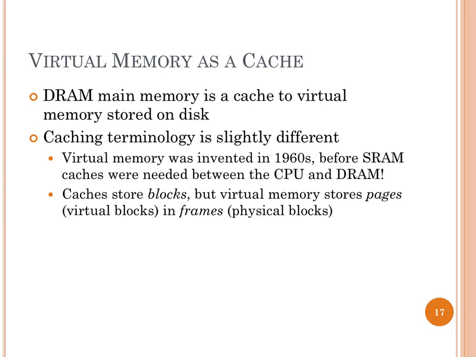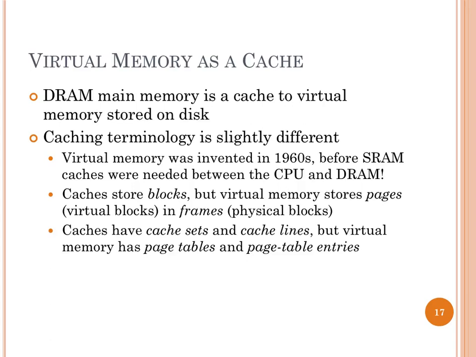Okay, so caches store blocks. Remember, a block is the chunk of data that's brought into a hardware cache. Virtual memory, we talk about pages and page frames. Okay, so just different terminology. Okay, caches have cache sets and cache lines. Now, virtual memory doesn't have cache sets because we don't have a placement policy. We just have a very general purpose placement policy. It could be anywhere. Cache lines are the things that keep track of a block, so they hold the block data and they keep the bookkeeping information as well.